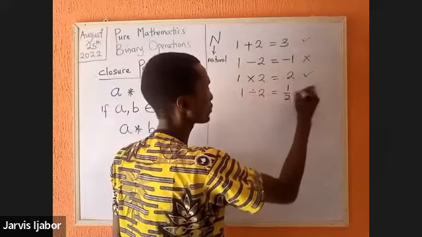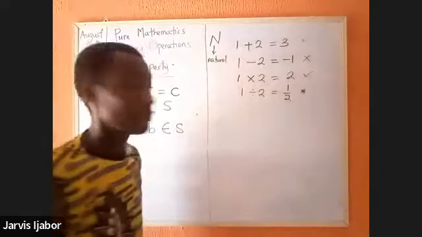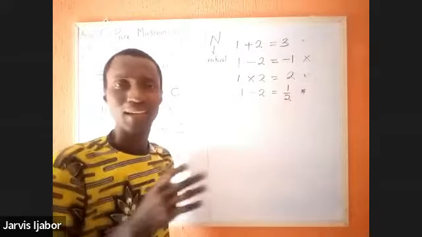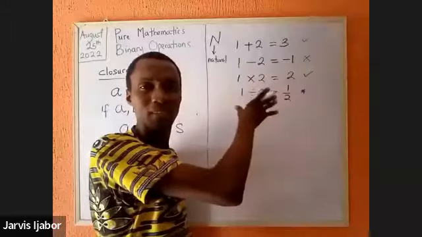I'm going to get 1/2. This is not possible because I am dealing with natural numbers. So you see that this is the description of what closure property is talking about.